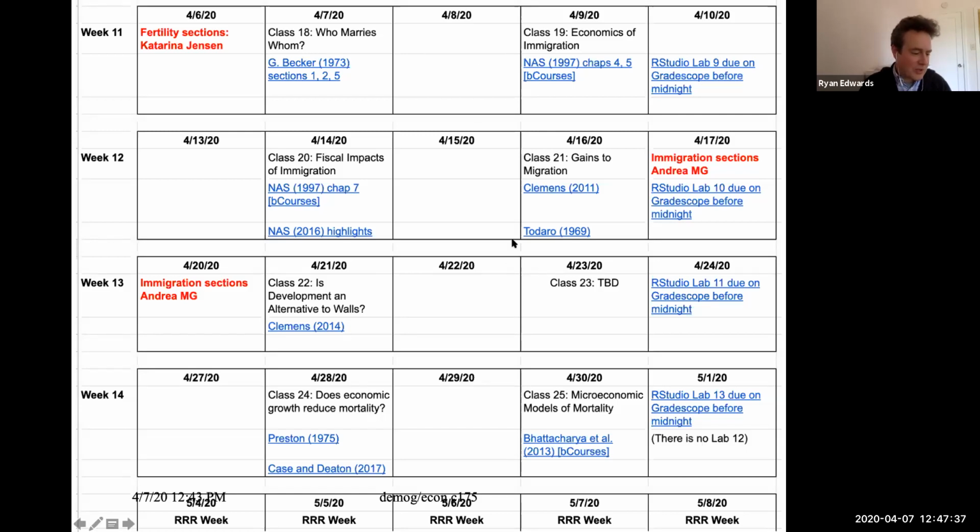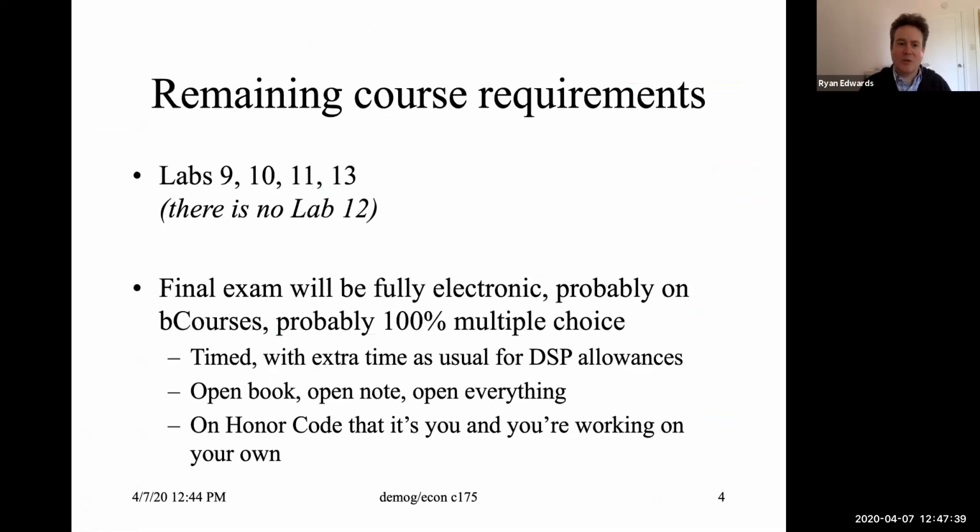Okay, so there's the course calendar. Let's talk about the remaining requirements. We've got the labs. There is no lab 12. And then the final exam, we have not started to prepare it, but I'm pretty sure that it will be fully electronic, probably on bCourses, and it probably will be 100% multiple choice, maybe some true or false.